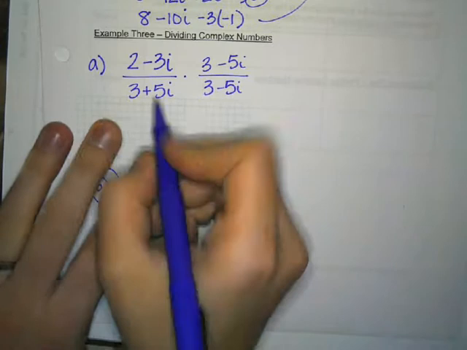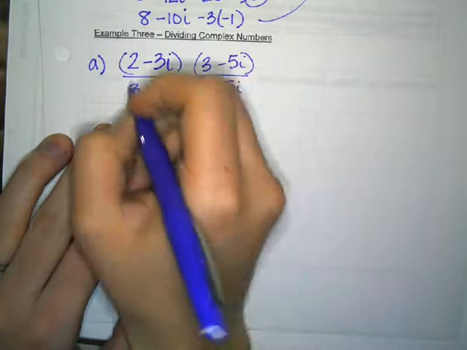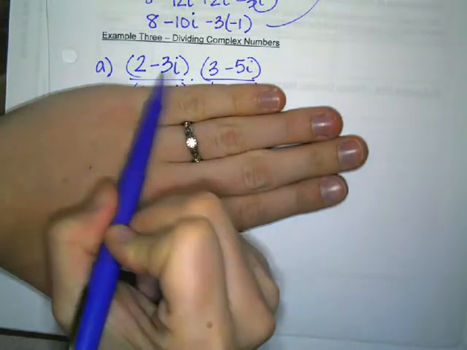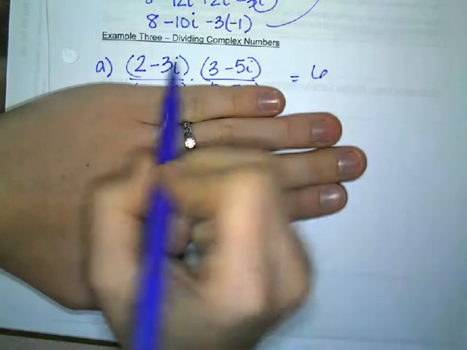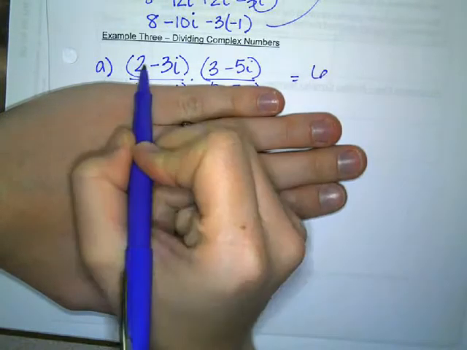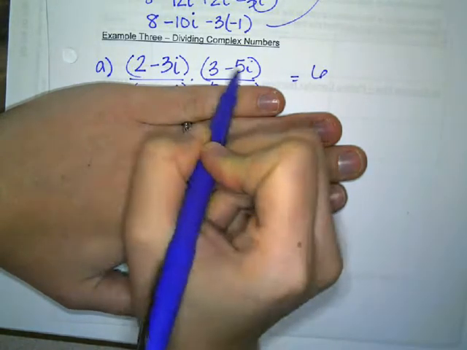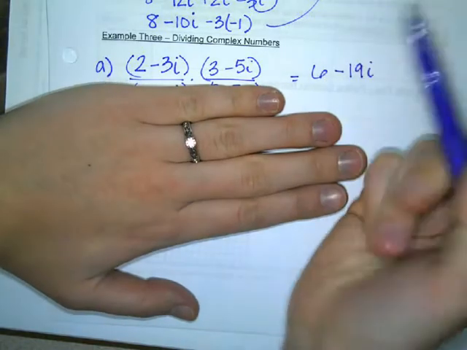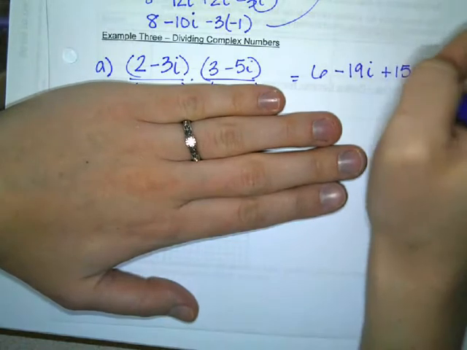Now, when I have fractions that I'm multiplying, we multiply across the top and bottom. So you'll notice when I multiply across the top, we're going to have to end up FOILing again. So let's go ahead and do that. 2 times 3 gives me 6. Outer terms give me negative 10i. Inner terms give me negative 9i. So negative 10 plus negative 9 give me negative 19. And then negative 3i times negative 5i gives me positive 15i squared.